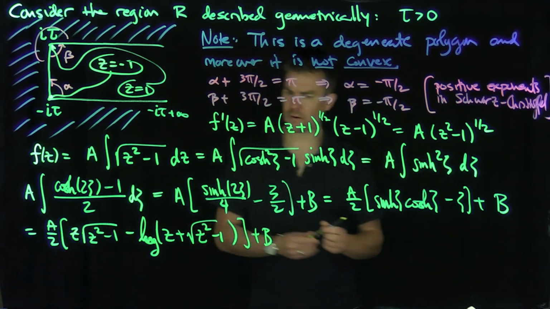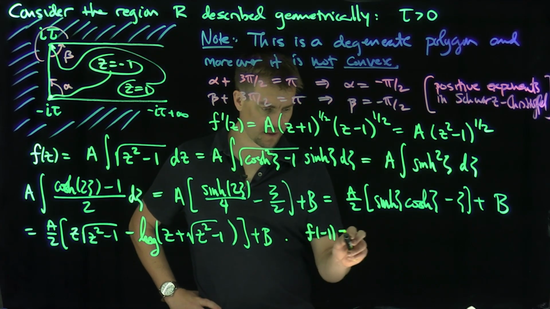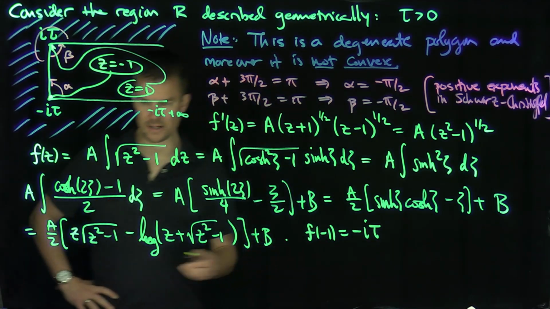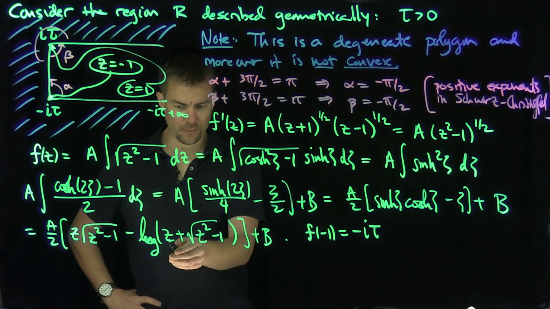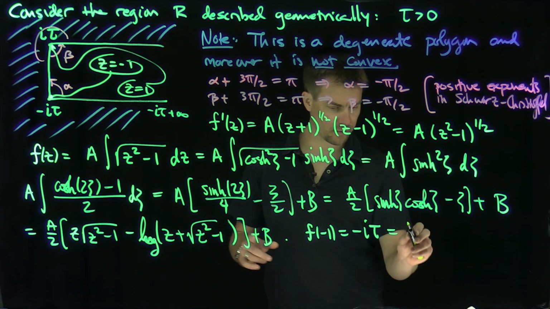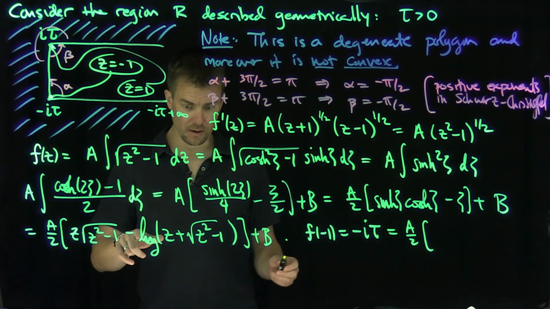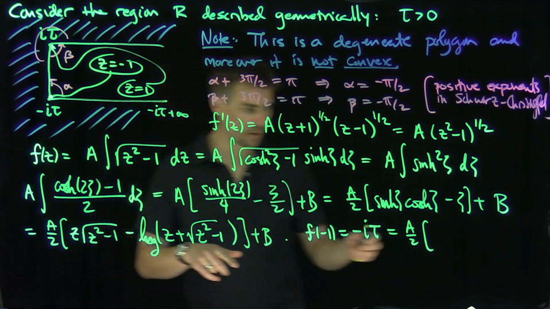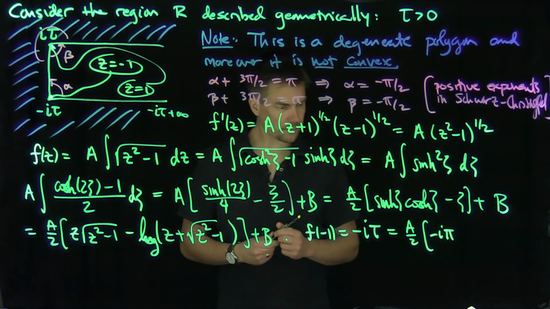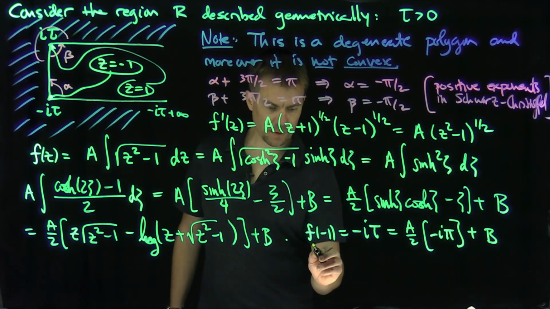Now I've got to find those parameters over there, right? So now I know that f of negative 1 is going to go to negative I tau. So what happens when I plug in negative 1? This term's going to vanish. When I plug in negative 1 over here, I get the log of negative 1, which is I pi. So this is equal to a over 2, and then I'm going to have minus log of negative 1. The log of negative 1 corresponds to I pi, right? So that's going to be a negative I pi, like that. Good. And then plus b, like so.